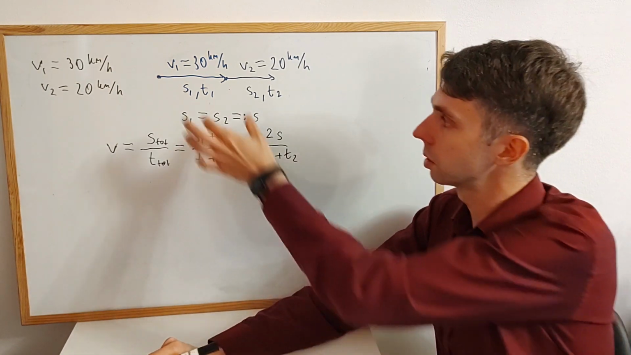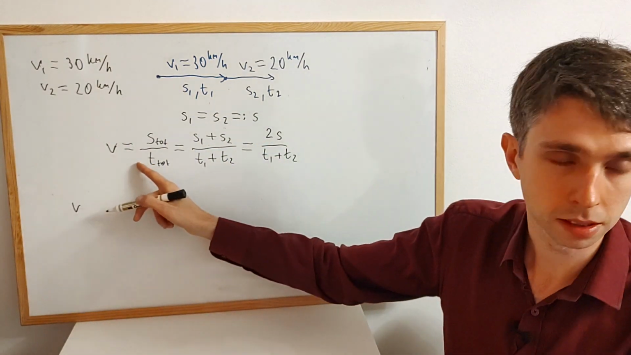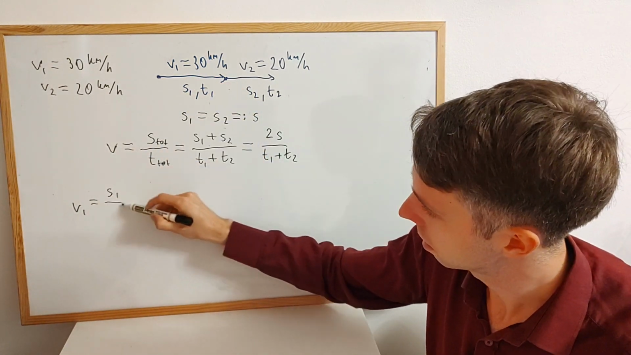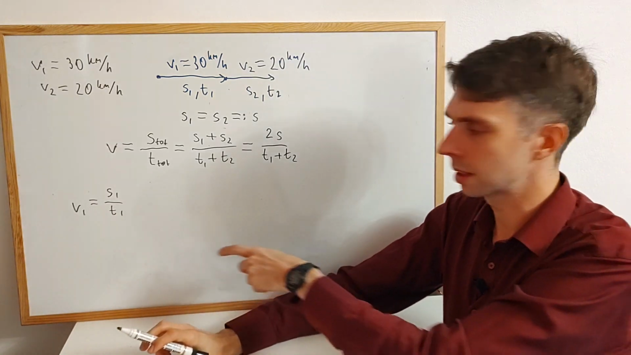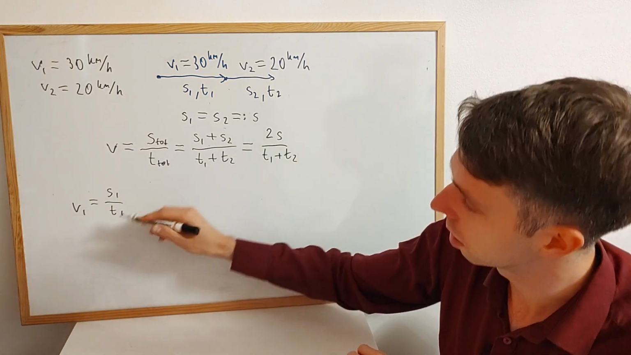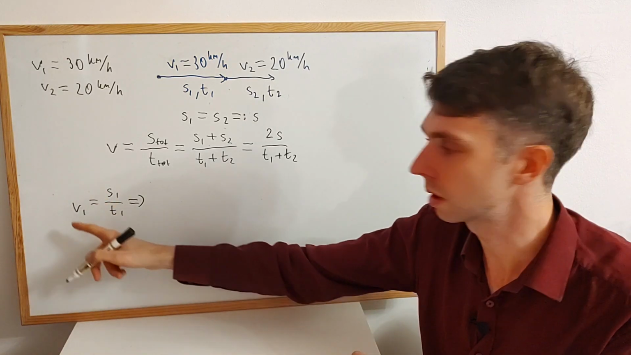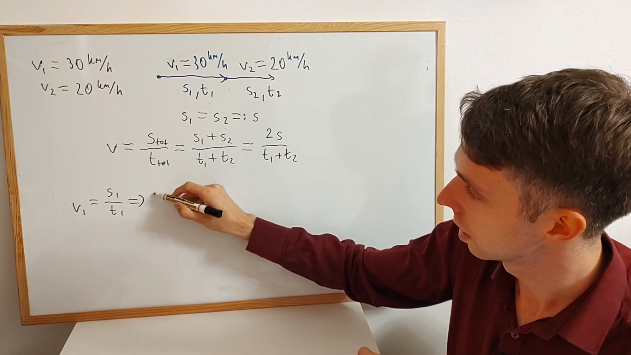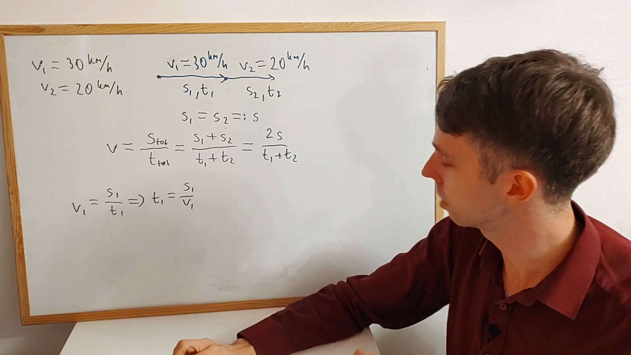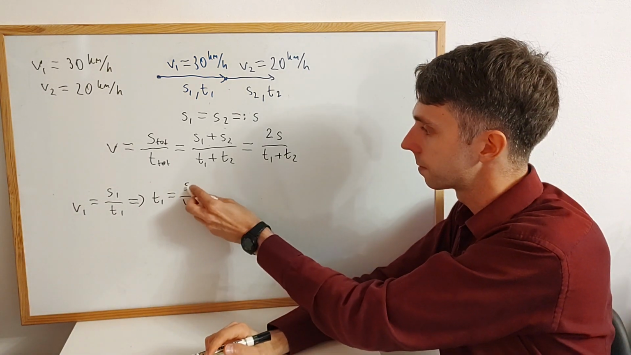So let's focus on the first part. For the first part, let's write the same equation. Here v1 is s1 over t1, and let's calculate t1 out of this. If you rearrange this equation, you just multiply by t1 and divide by v1, so you get that t1 equals s1 divided by v1, and we know that s1 is just s.